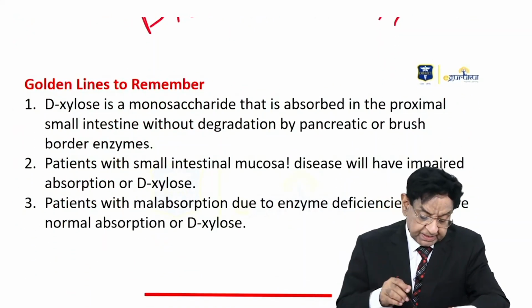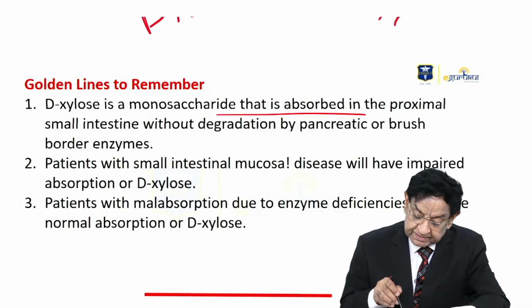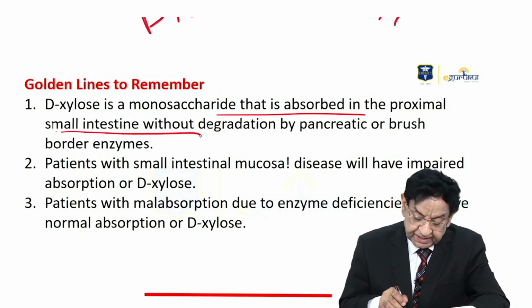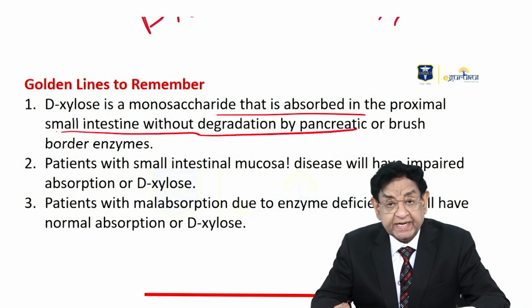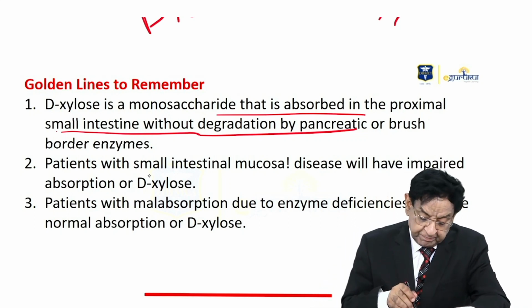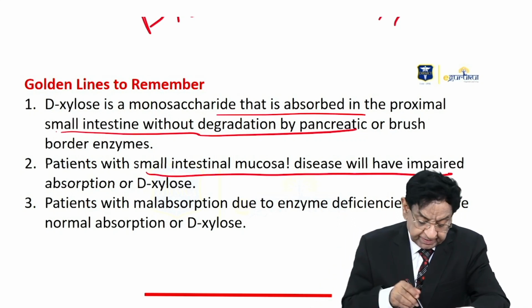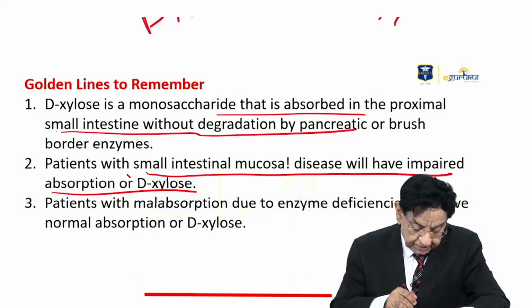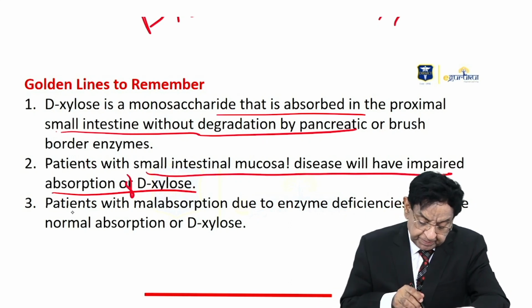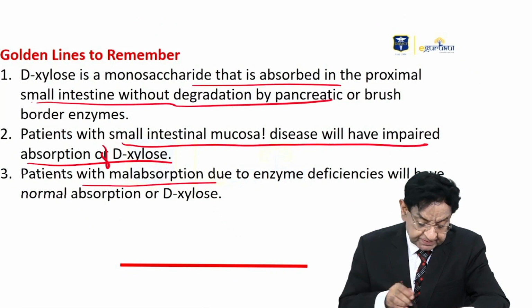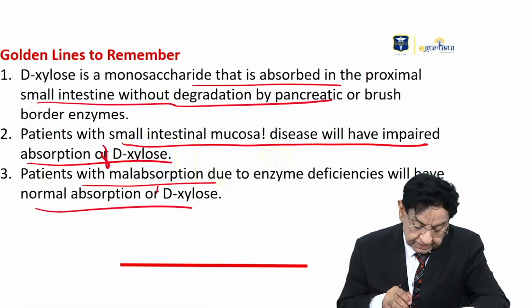Golden line to remember: D-xylose is a monosaccharide that can be absorbed in the proximal small intestine without degradation by pancreatic or brush border enzymes. Patients with small intestine mucosal disease will have impaired absorption of D-xylose. Patients with malabsorption due to enzyme deficiency will have normal absorption of D-xylose.